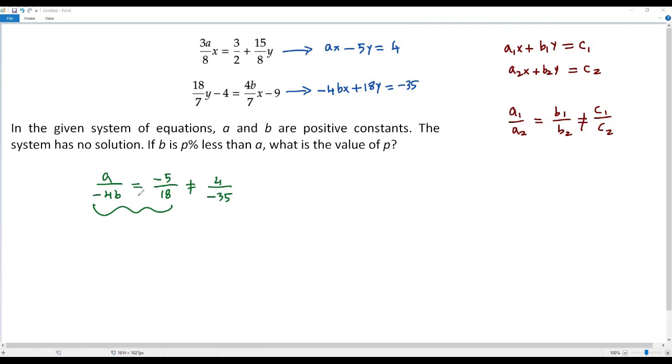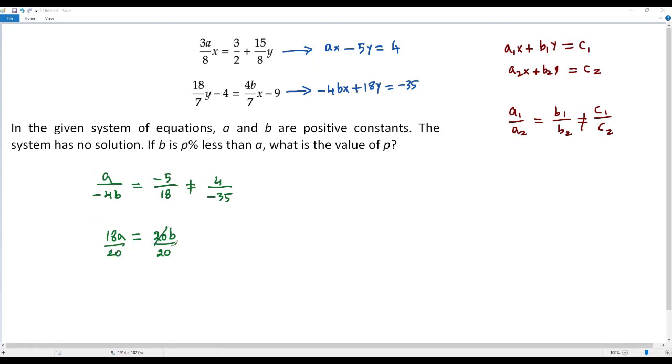Now we can use cross multiplication to simplify this equation. That is, we have to multiply the numerator on the left side by the denominator on the right side. A times 18 is 18a. Now we have to multiply the numerator on the right side by the denominator on the left side. Negative 5 times negative 4b is 20b. Now let's solve for b in this equation. We have to divide both sides of this equation by 20.